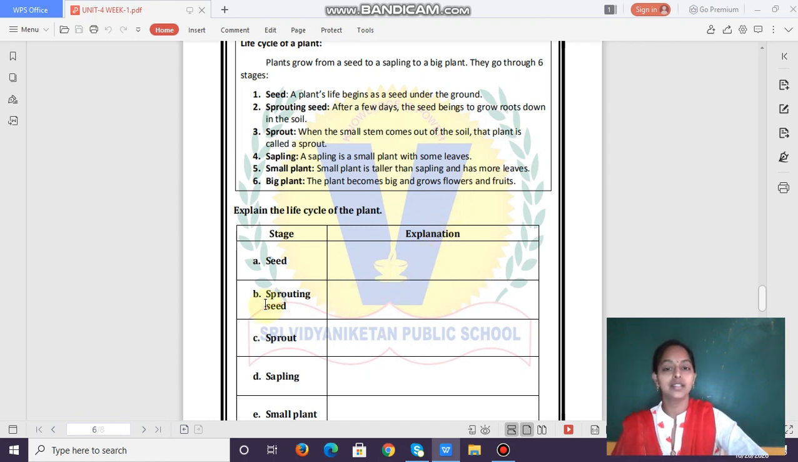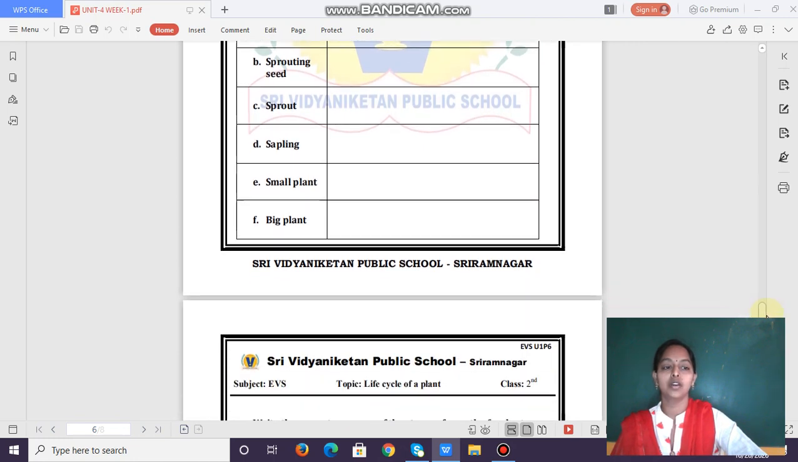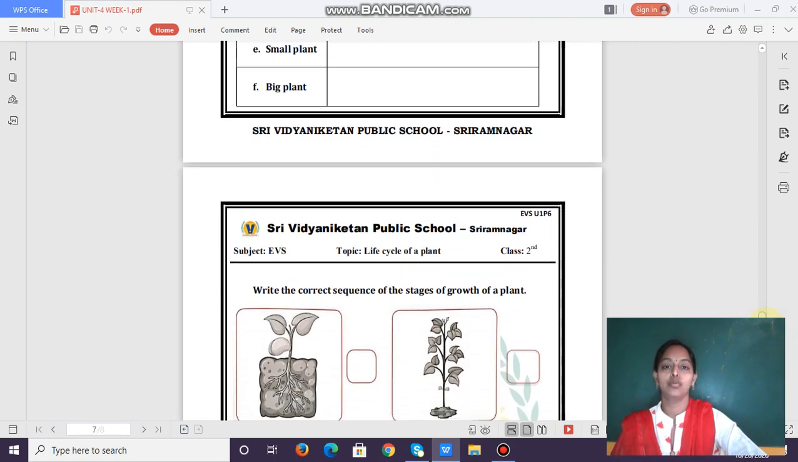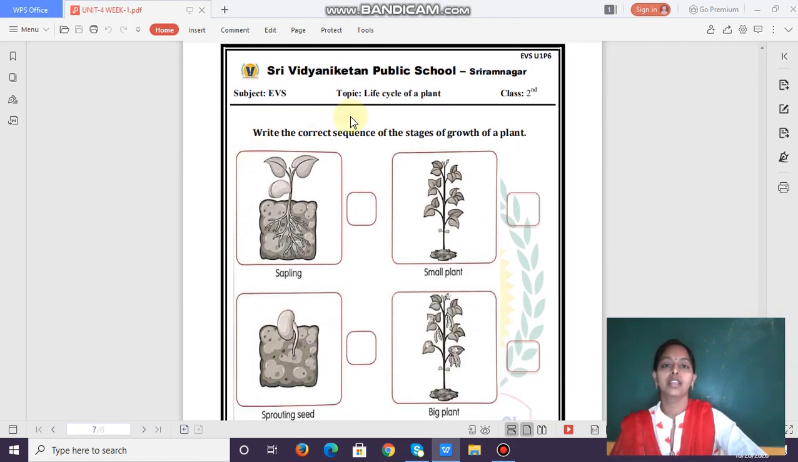Second one is sprouting seeds. Okay, you have to explain like this. After a few days, the seeds begin to grow roots down in the soil. Okay, I hope you understood all this. Like that, you have to finish this column. Now moving to the next worksheet. Here, life cycle of a plant.